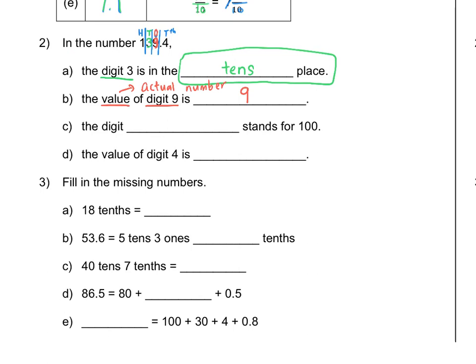For part C, the digit what stands for 100. So whenever the blank is just beside the word digit, they are actually asking for a single number.